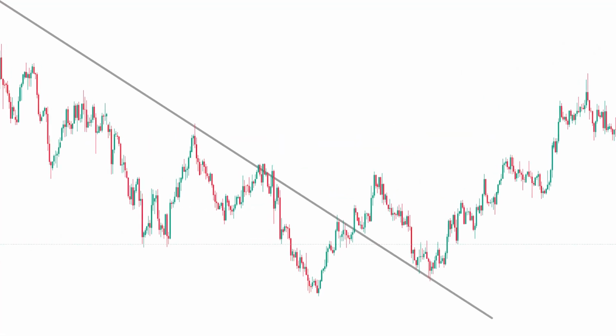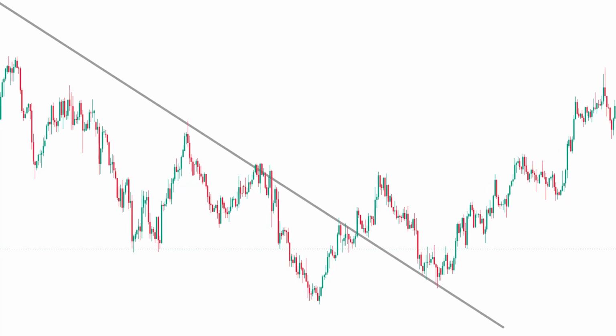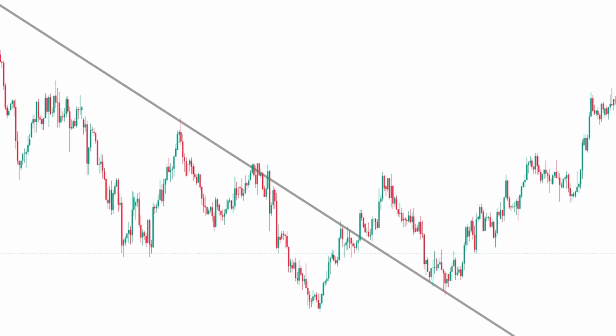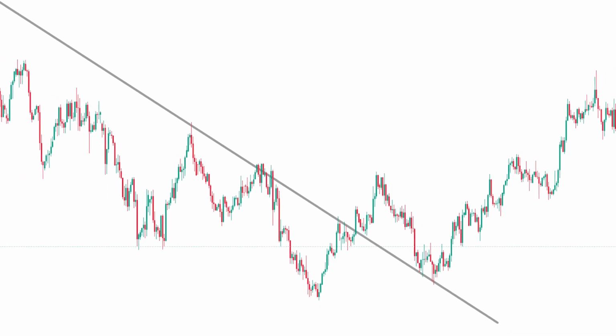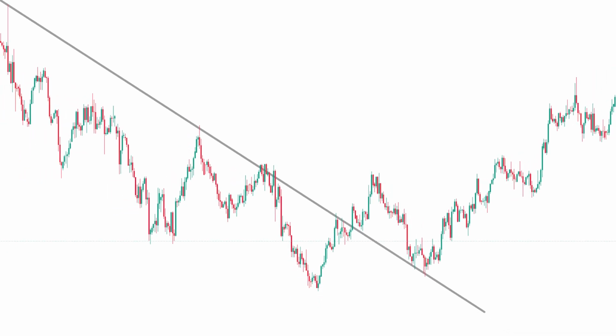A correct trend line is very different from what most people draw. And that tiny difference can make all the difference in your results. Let's get started.